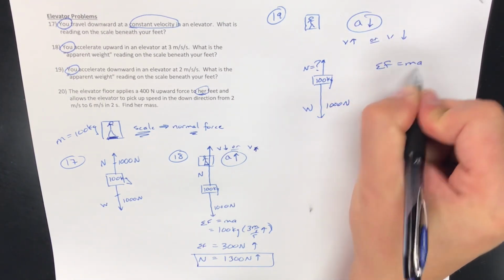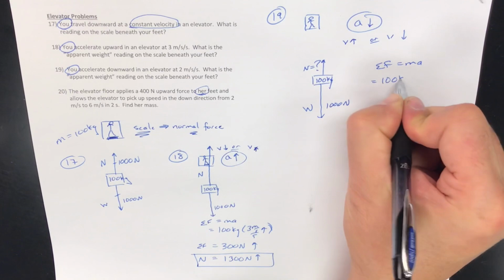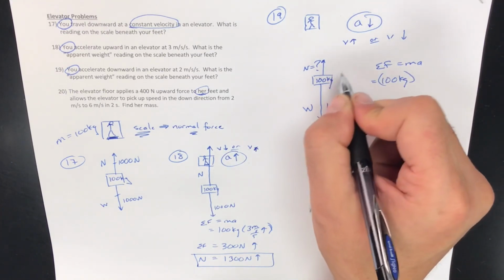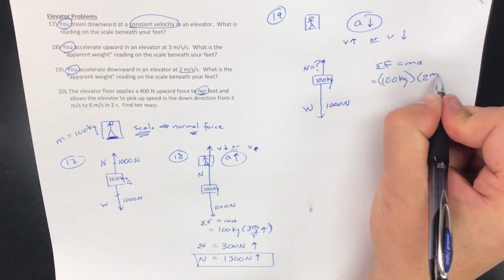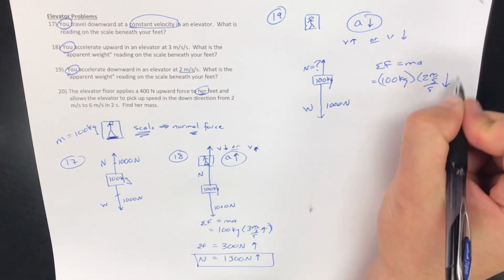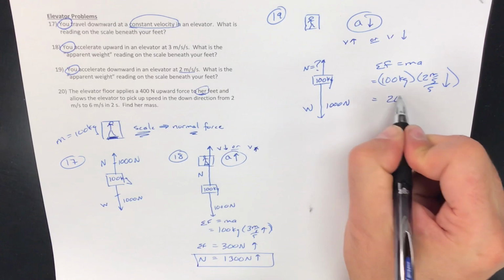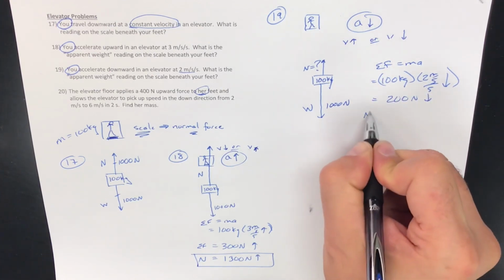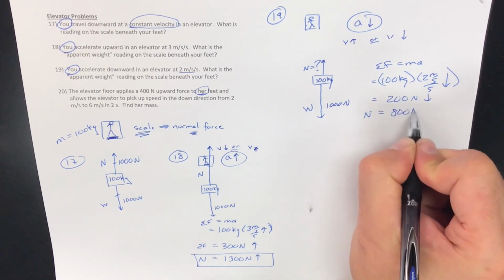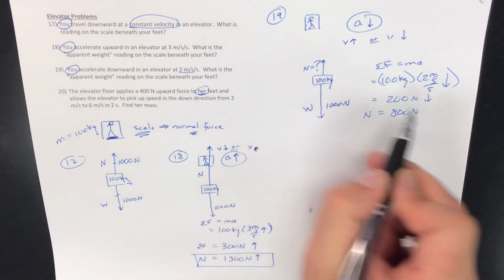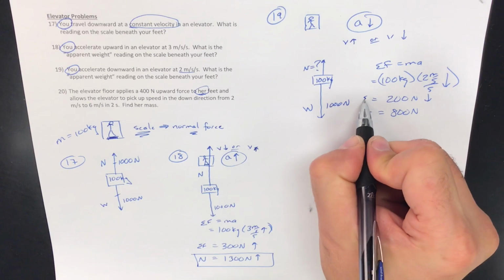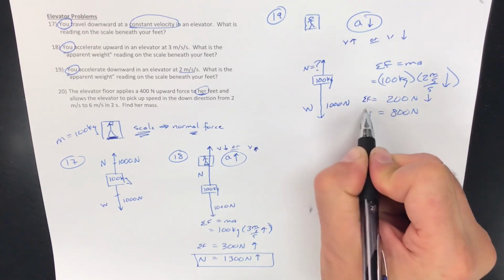Net force is equal to mass times acceleration, 100 kilograms multiplied by the acceleration of 2 meters per second every second down, and that would be 200 newtons down, which means that the normal force would be 800 newtons total, so that I get 1,000 newtons down, 800 newtons up, leaves me with a net force of 200 newtons down.